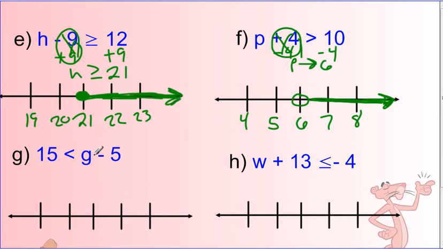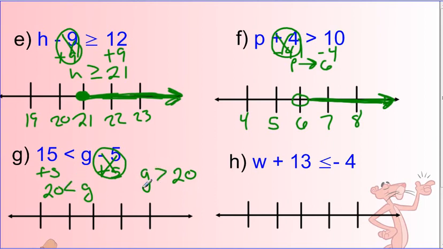Letter G. G minus 5. Well, the way we get rid of a minus 5 is we plus 5. These cancel out. Plus 5. G is greater than 20. Variable's on the wrong side. We want to change this right now so it doesn't confuse us later. So we're going to flip-flop the G and the 20 and change the direction of the inequality. So G on this side, 20 on that side. Now it's opening towards the G.